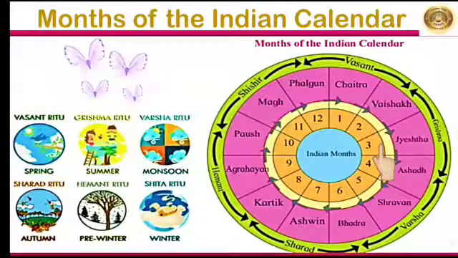Now we will understand we have different names of the seasons also. These 12 months of the Indian calendar are divided equally into 6 seasons. In our English calendar we have 3 seasons, but according to the Indian calendar we have 6 seasons. The first season starts from Vasant, or you can call it Vasant Ritu. Vasant Ritu in English is called spring.